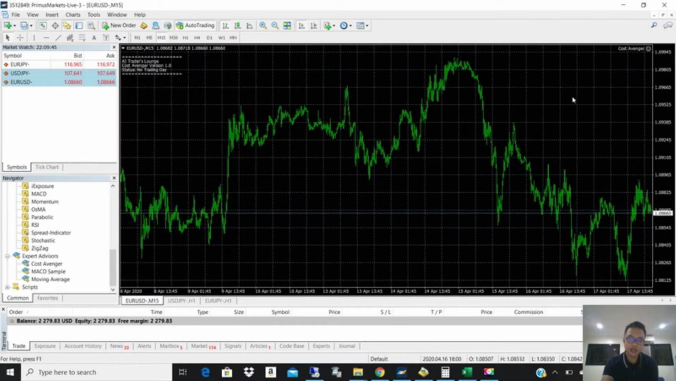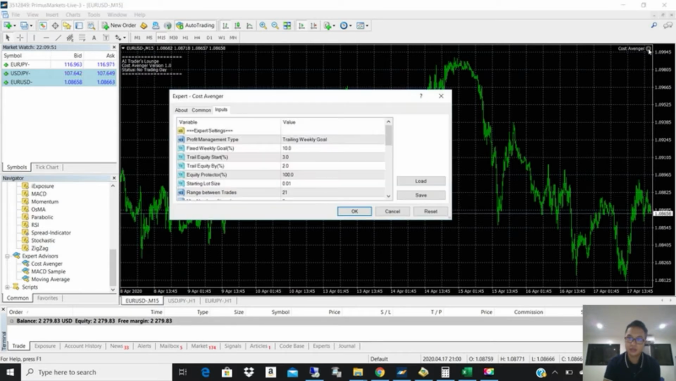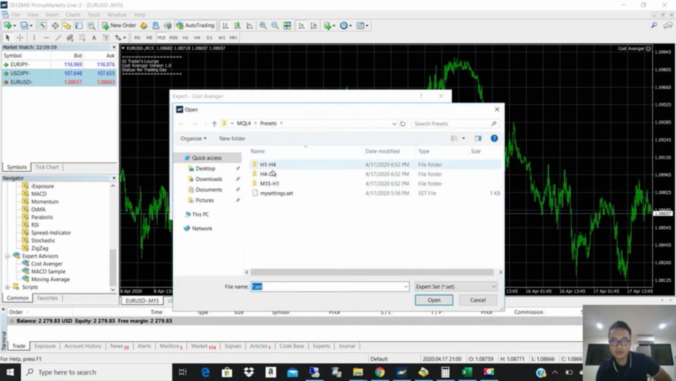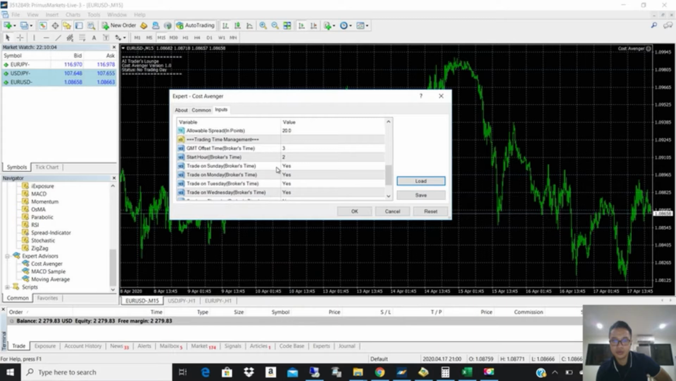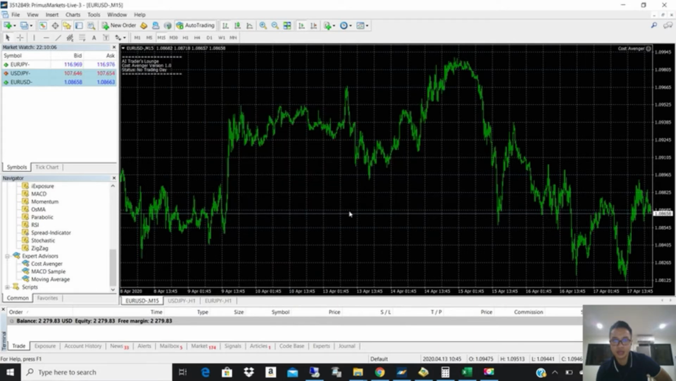So how do you load the settings? You just need to press F7, or you double click the happy face at the upper right. Then you just load. Let's say if I want to choose H1H4, I choose no, then I press OK. So that's how we load the settings.